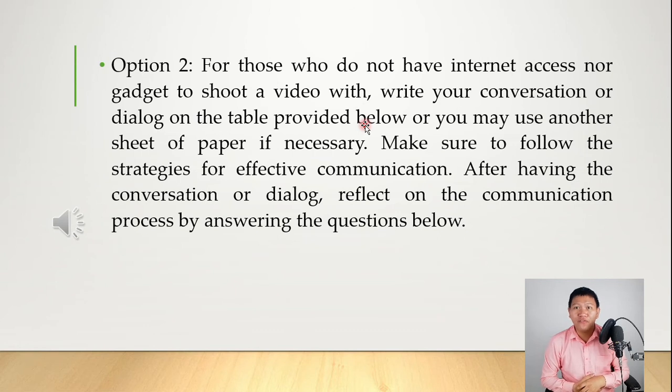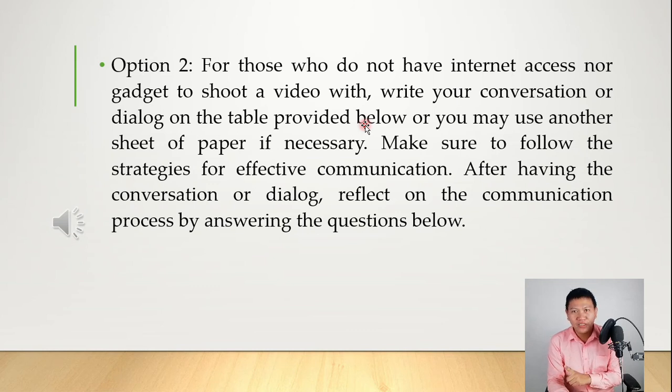And number 2, if you don't have internet access or any gadget you have to use in shooting, you can simply write your conversation or dialogue on the table provided below, or you may use another sheet of paper if necessary. Okay, so if you don't have cell phone, you can just get a piece of paper and write everything. Make sure to follow the strategies for effective communication.